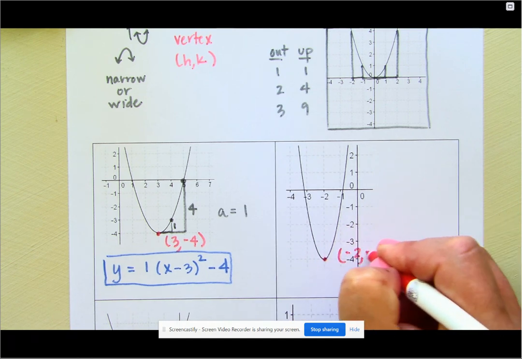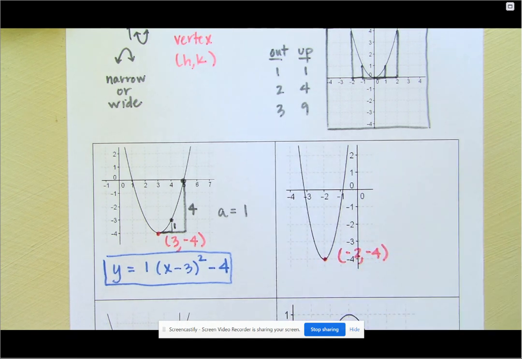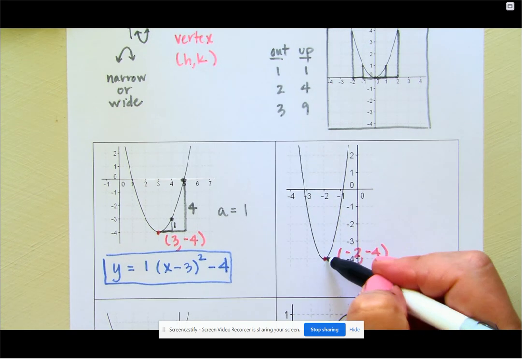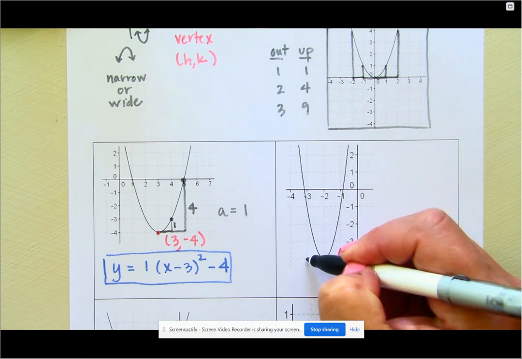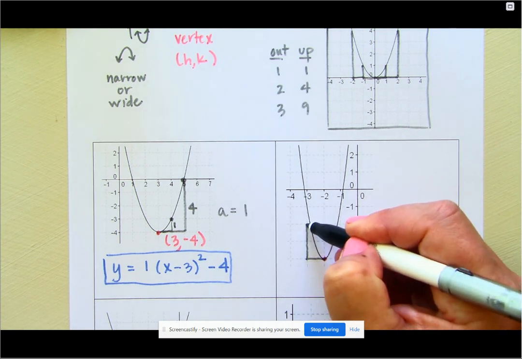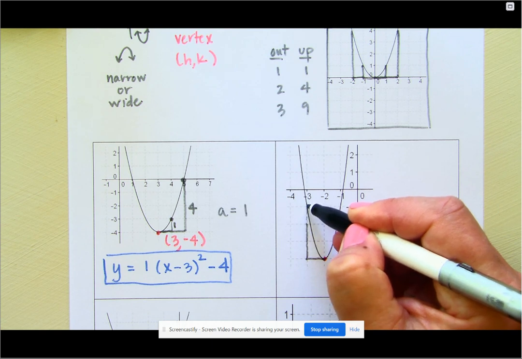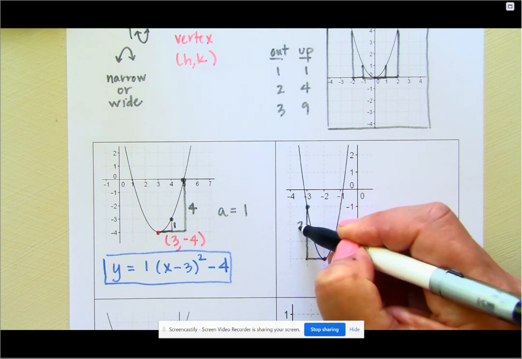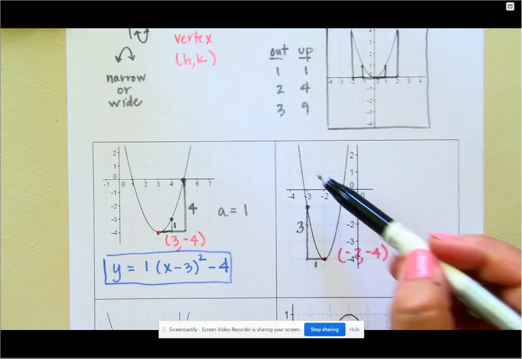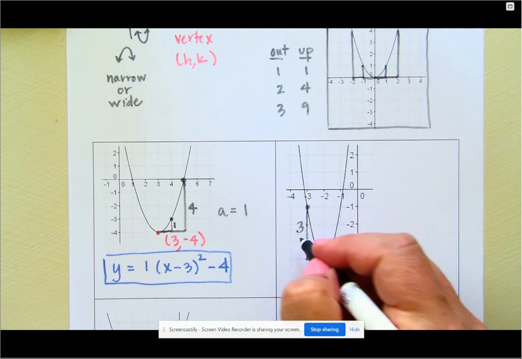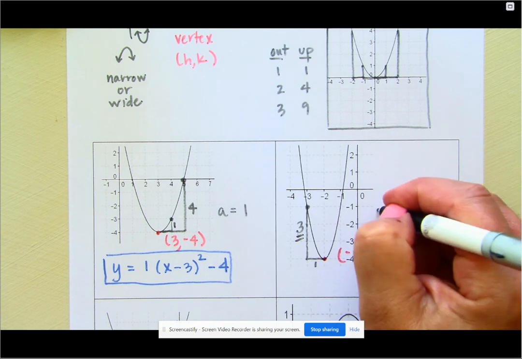Negative 2, negative 4. Now for the pattern, when we go look at the scale, it's counting by ones. Oh, good. When I go out 1, it looks like I have to go up 1, 2, 3 whole units to get to the parabola. Okay, when I go out 1, I have to go up 3. I can't really see the next one, but that is enough. There is your A value right there.